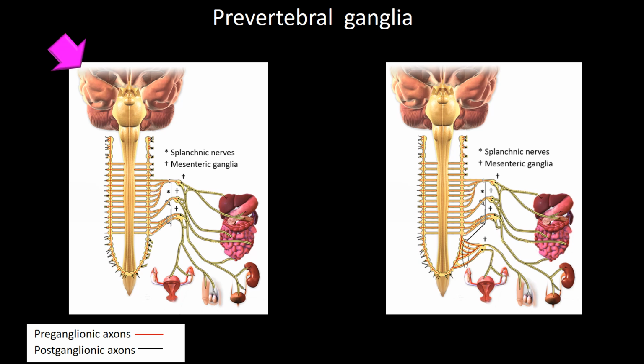In this version, we are presenting three mesenteric ganglia: the celiac, superior mesenteric, and inferior mesenteric. Please stop the video if you have to and identify the structures they innervate. These ganglia are supplied by the greater, lesser, and least splanchnic nerves.